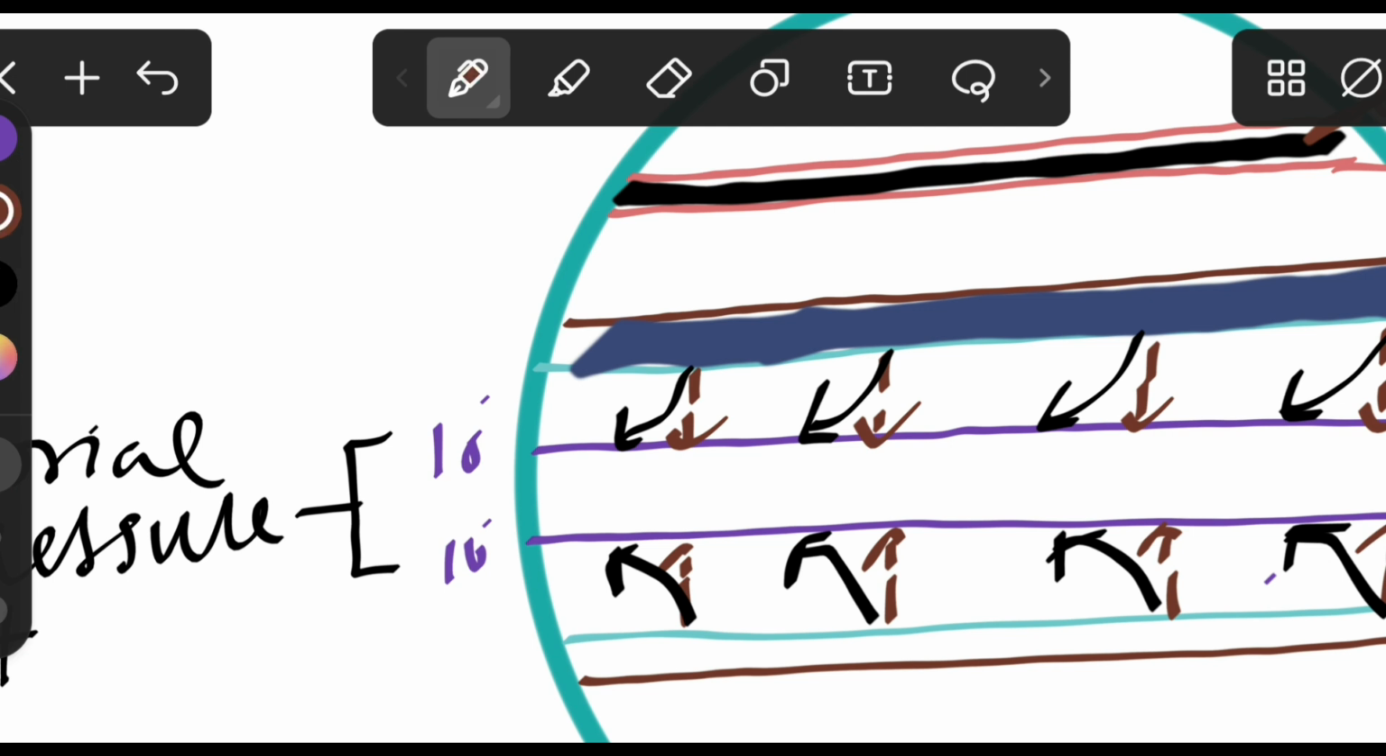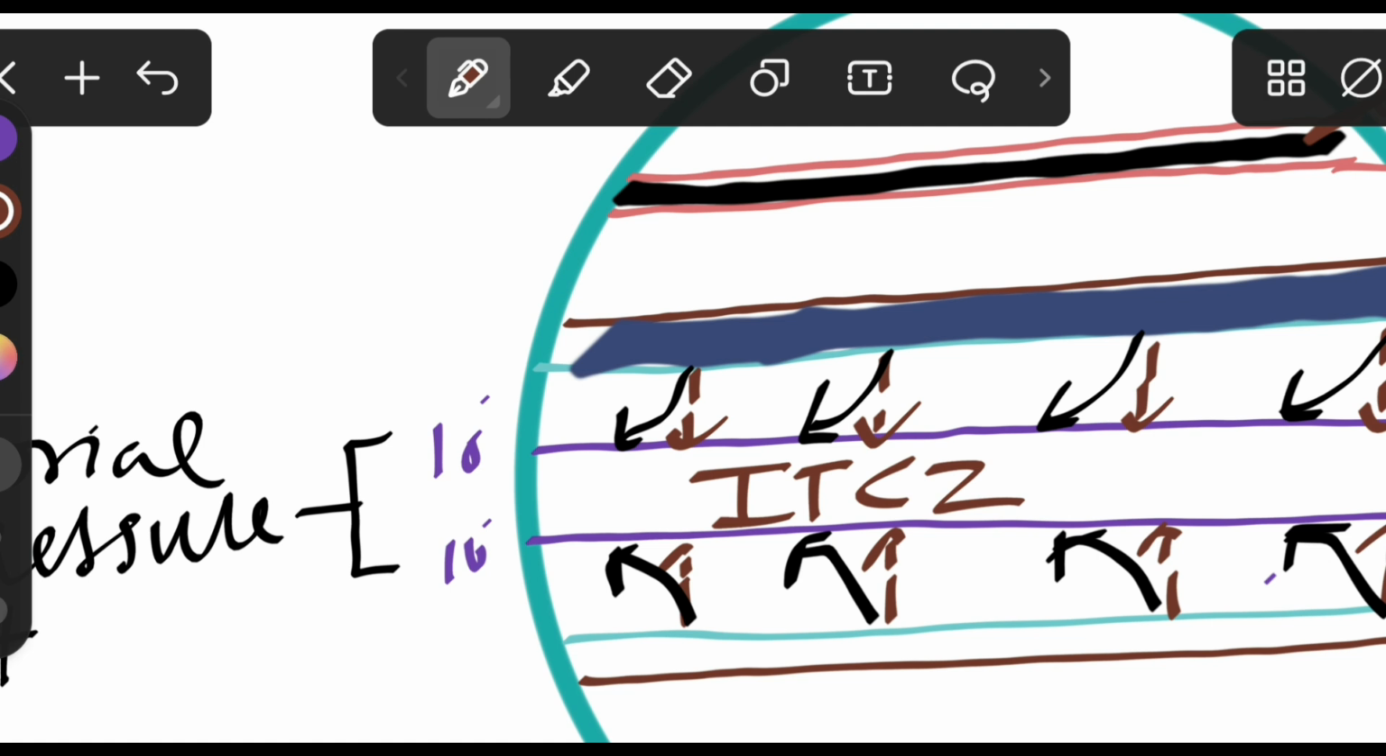The trade winds prevail between the equatorial low pressure belt and the subtropical high pressure belt in both hemispheres. They blow from east to west. In the northern hemisphere, they are known as northeast trade winds, and in the southern hemisphere, they are known as southeast trade winds.